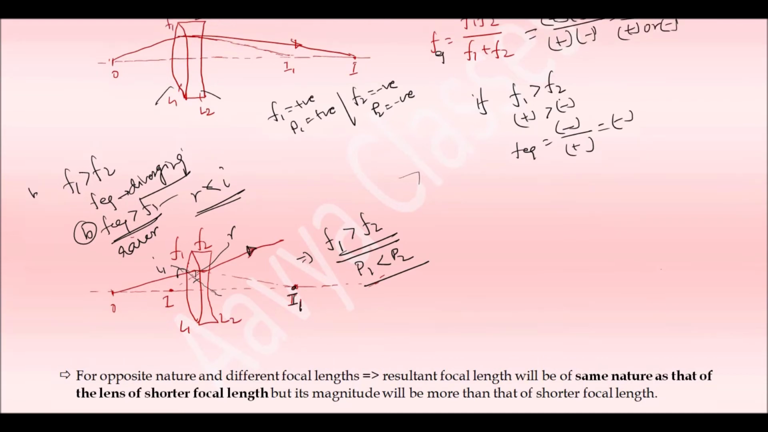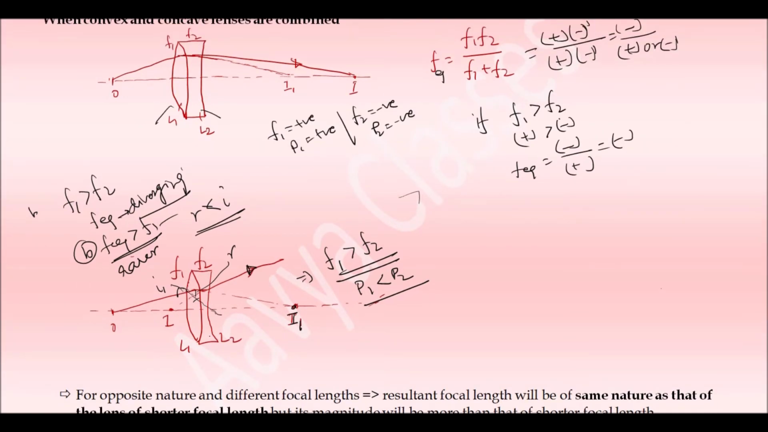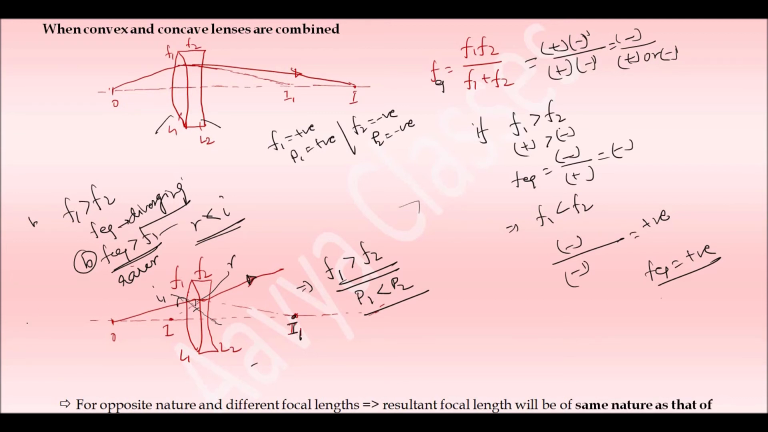Now we will see the case when F1 is less than F2. If you see this equation, in the numerator we have a negative sign, and in the denominator we also have a negative sign, as F1 is less than F2. And clearly the resultant comes with a positive sign. So F equivalent comes with a positive sign, and a positive sign means it will work as a convergent lens. So the equivalent lens in this scenario will work as a convergent lens, and it will converge the light rays.